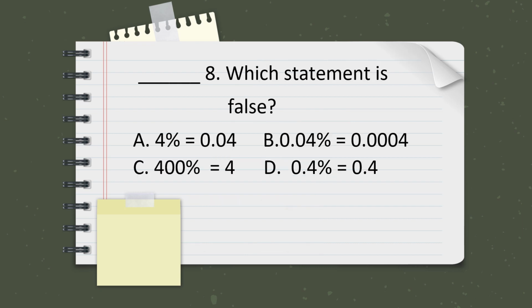Number 8. Which statement is false? A. 4% is equal to 0.04. B. 0.04% is equal to 0.0004. C. 400% is equal to 4. D. 0.4% is equal to 0.4.